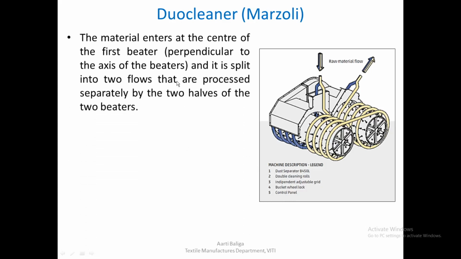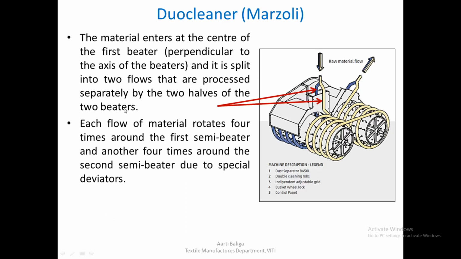So the material enters at the center of the first beater. Let us see how the material passes through the beater when it is fed. If we consider this as the first beater, it is entering here, perpendicular to the axis of the beater. It is split into two flows that are processed separately by the two halves of the two beaters. So whatever material total is being fed gets divided into two flows.